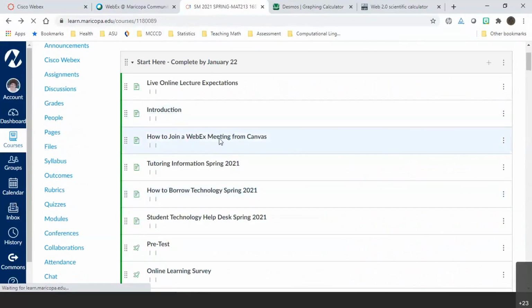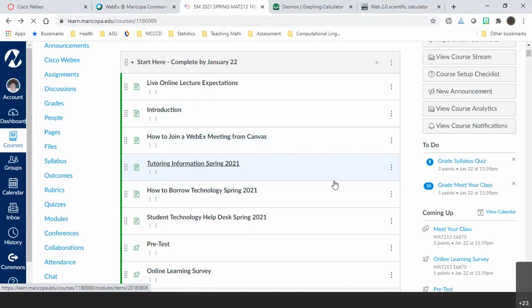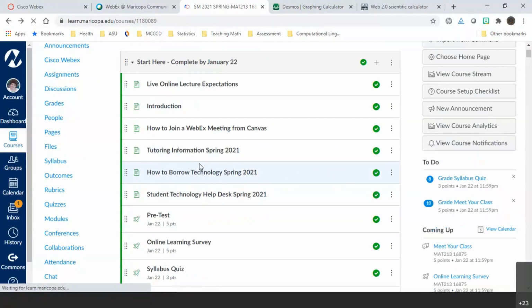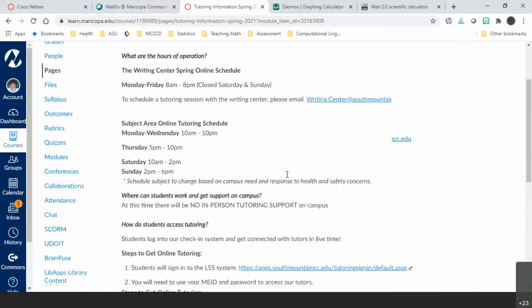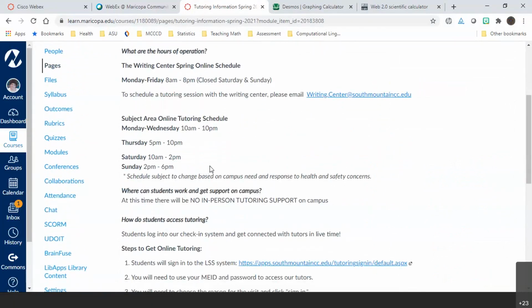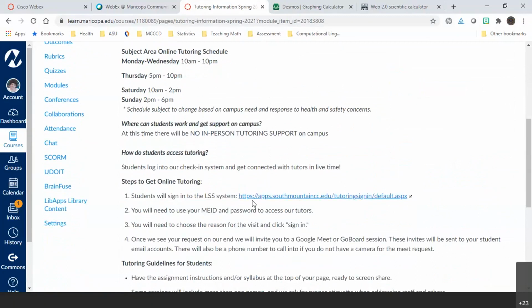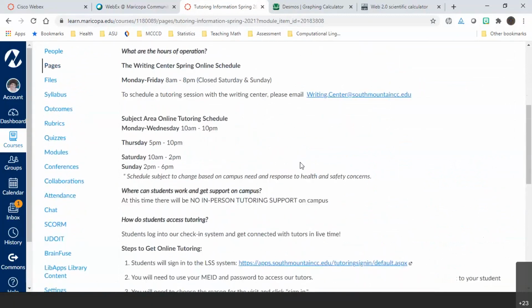I'm gathering most of you saw how to join a WebEx meeting from Canvas, and that's what got you here. Other things I want to share with you: here's tutoring information for the spring. Tutoring this semester is going to be entirely online. And again, I apologize, Canvas is being super slow here. They're showing you their hours of operation and how to get an appointment. You actually have to sign in to get an appointment.